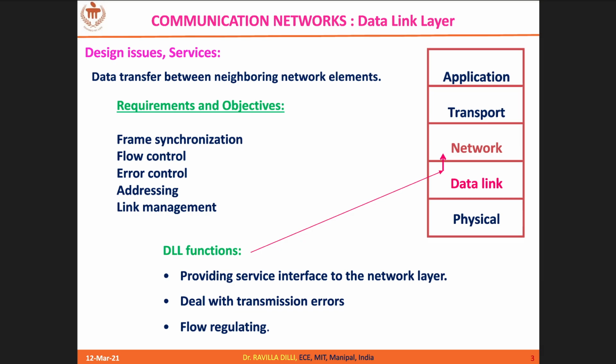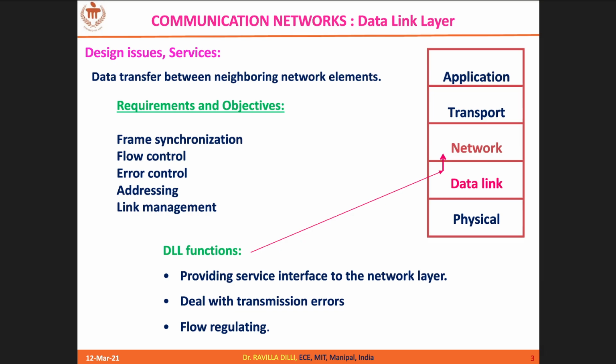It means that the data we handle at the data link layer is in terms of frames. So somehow we should define the boundaries of the frames, where a frame begins and where it ends. That is a part of frame synchronization. And flow control is addressing the fast sender and the slow receiver.